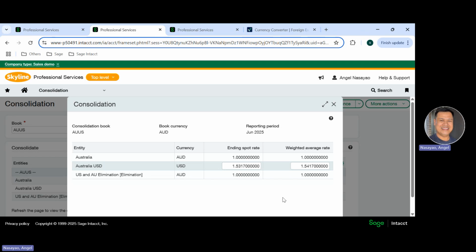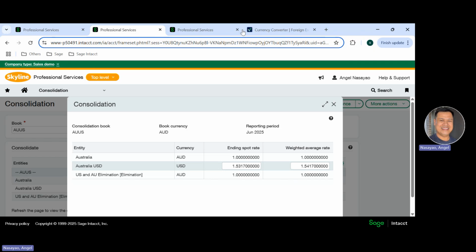But interestingly, let's have a look here. 1 day prior again, but that's for the ending spot. But the weighted average, so we are talking about the rates for the whole month divided by the number of days for that month. All right. So how do we come up with 1.5417? Okay, let's have a look.